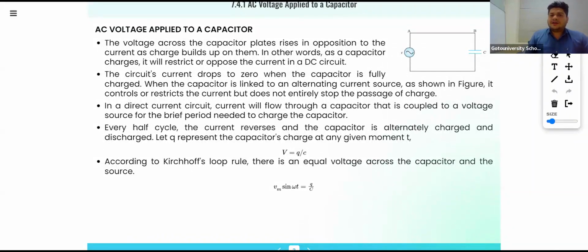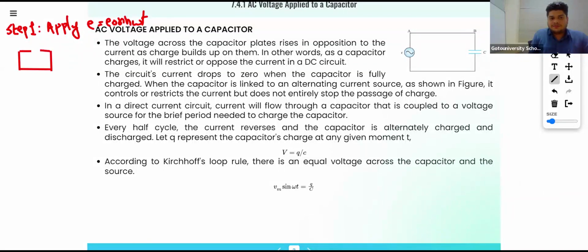Same case for capacitor. Step number one, we will make the diagram. In the case of the diagram, we'll write step one: apply E is equal to E naught sine omega t. That means you have a circuit, and in that circuit, you have a capacitor. Yes, this will be our first step.